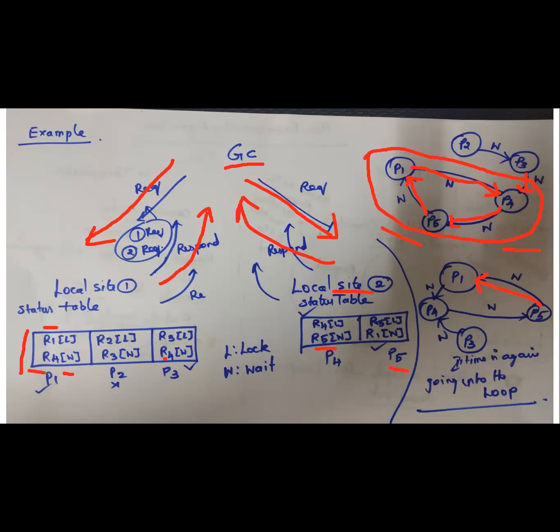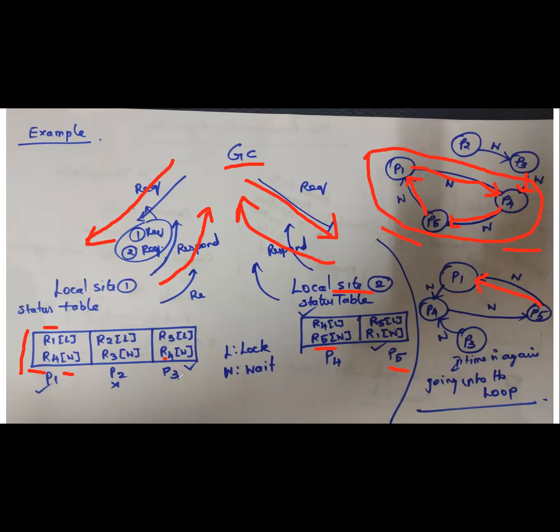He is waiting for R1. So P5 to R1, there is a directed graph. Now, what is the second situation? The second one is going to be, do you see anything with the P2? P2 has R2 locked, and R3 is waiting, and R3 is locked. So there is no commonality between these two.